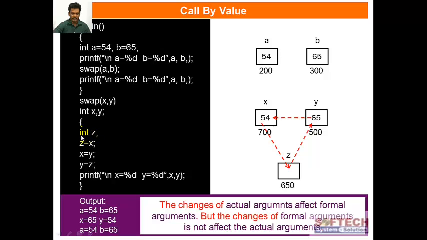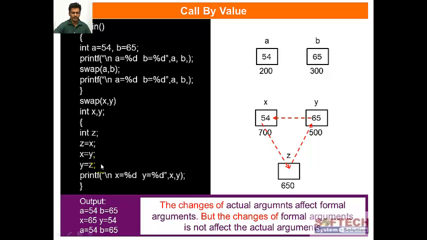Now there is a third variable, z. It is also an integer variable, and it also has 2 bytes. Here we assign the value of x into z, then the value of y into x, then the value of z into y. Just like that we swap the values. So after the three expressions, the x value is assigned to z, the y value is assigned to x, and the z value is assigned to y.